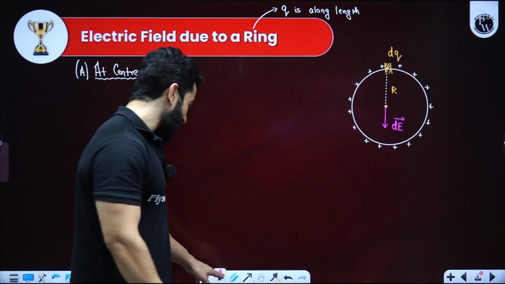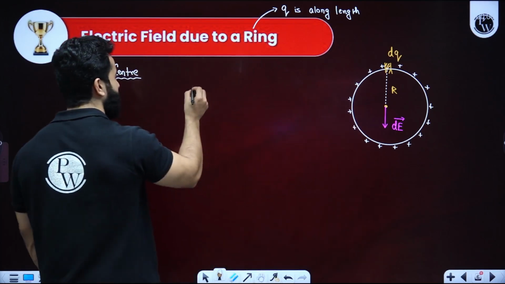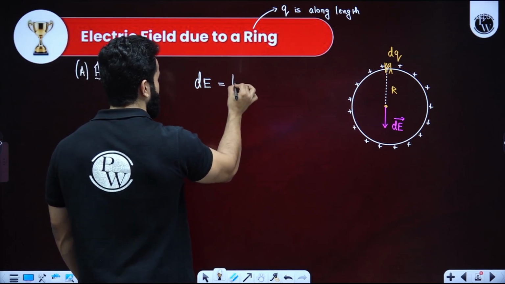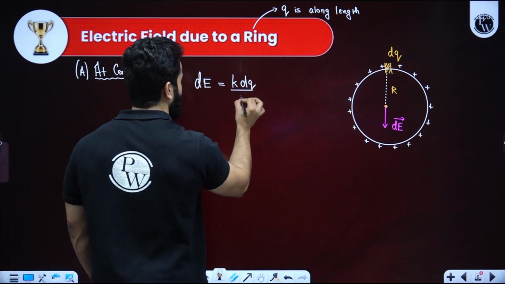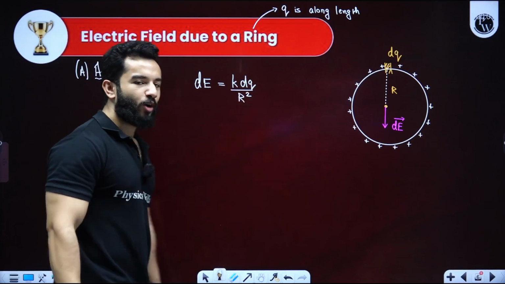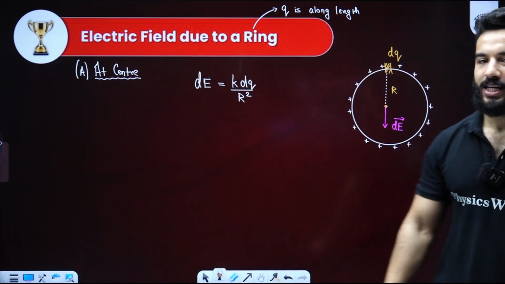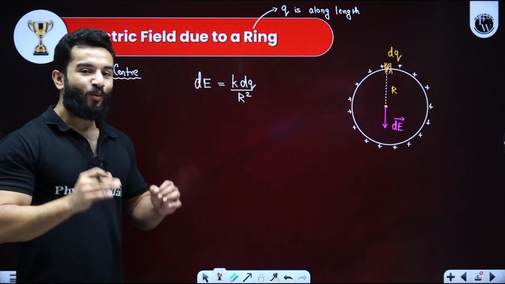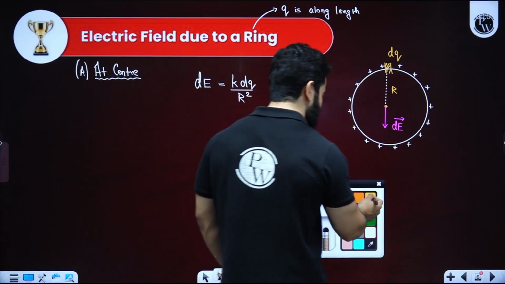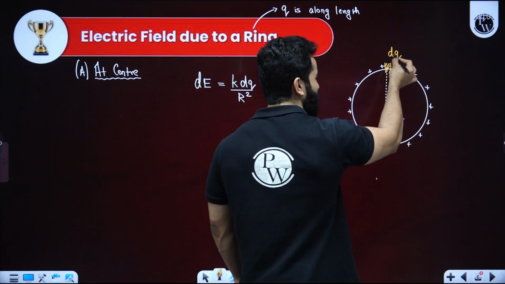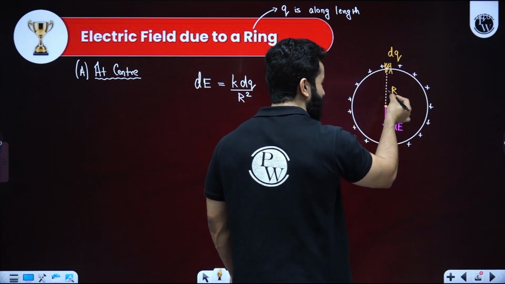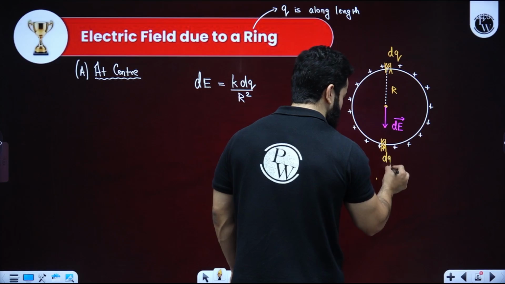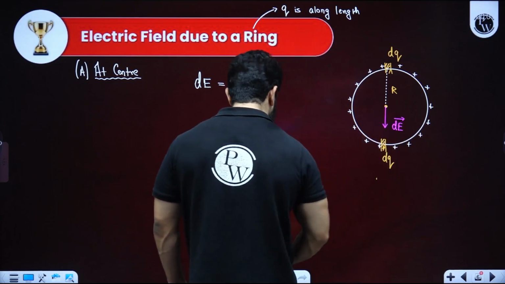Now you will ask me, sir, can you please write down how you are going to write this dE? I am going to say that dE will be written as k into dq divided by r square, just like we wrote the formula for a point charge. K dq by r square. Absolutely correct, sir. Now my logic is, for the point charge that you saw over here, you can see a similar charge diametrically opposite to it. This is also a dq, and this is also at a distance of r.